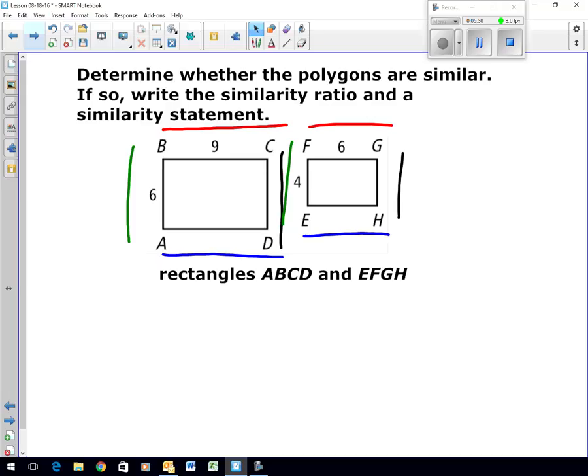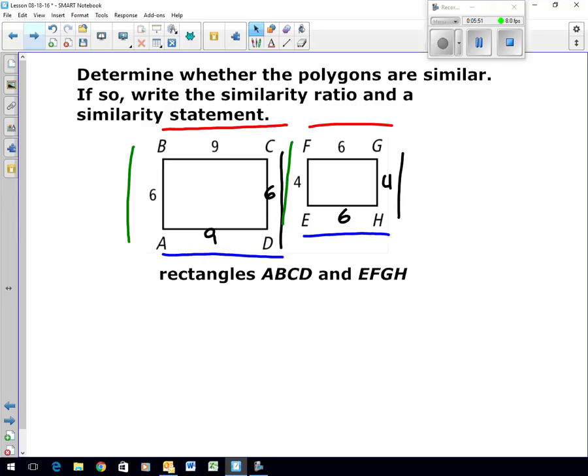Okay. First off, oh yeah, it tells me it's a rectangle. What's true about rectangles, guys? Opposite sides are, say the C word, congruent. Okay, this would be 9. This would be 6. This would be 4.